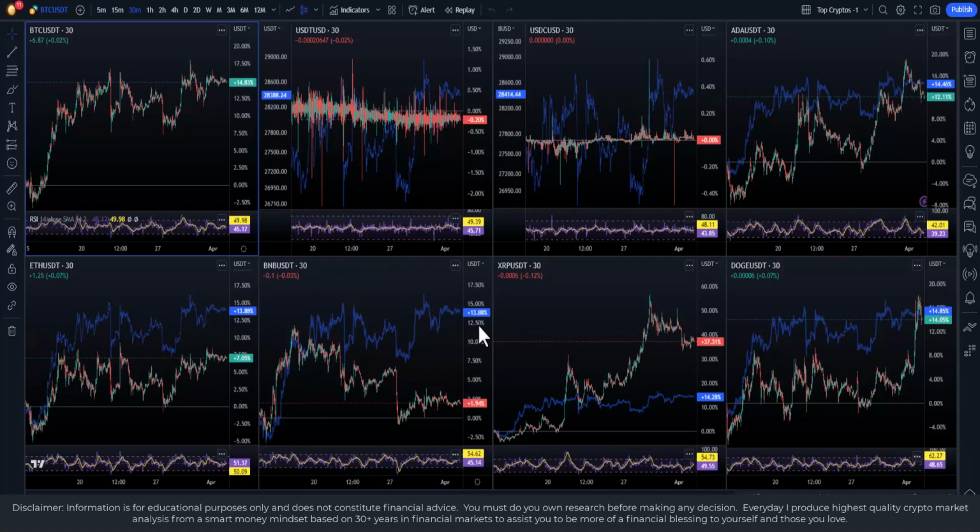What about BNB? Well, we know Bitcoin is hovering around that 14% and BNB is very suppressed, only about 2% up. Let's have a look at XRP. You can see XRP absolutely blitzed Bitcoin during this time. It's now up 37% as opposed to Bitcoin's 14%.